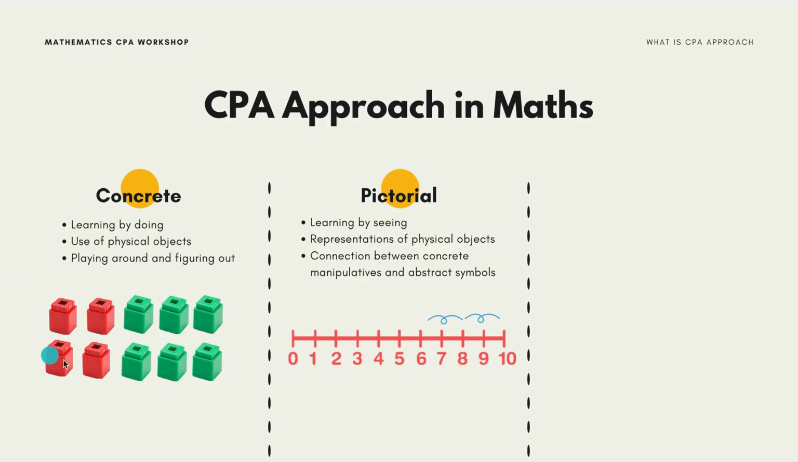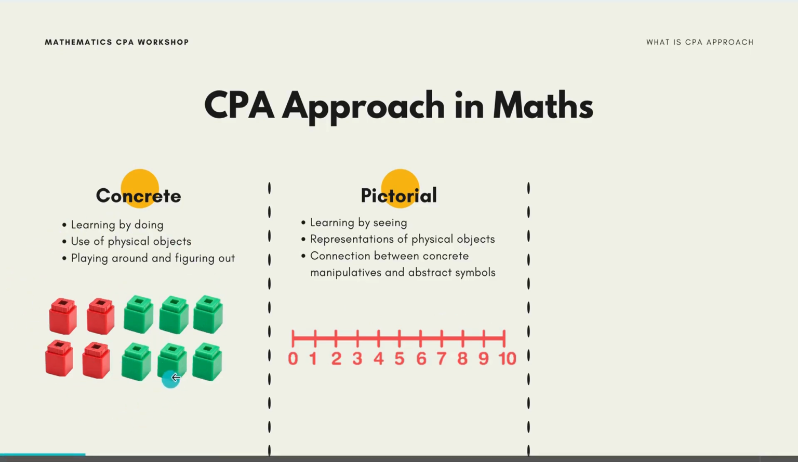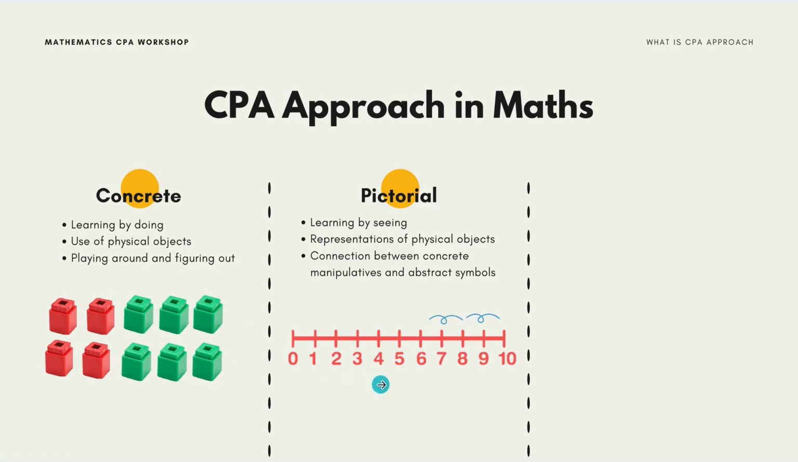Similar to the concrete stage, just that we are not using physical objects. 10 cubes, we take away 4 cubes, we get 6. Likewise, in the pictorial stage, we are representing these cubes here. So 10 minus 4 is equals to 6.